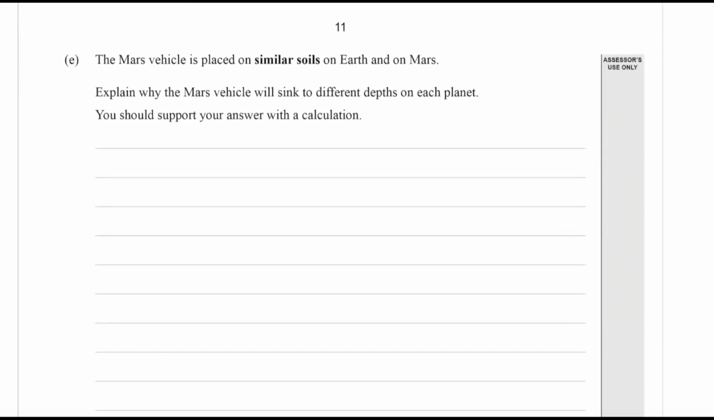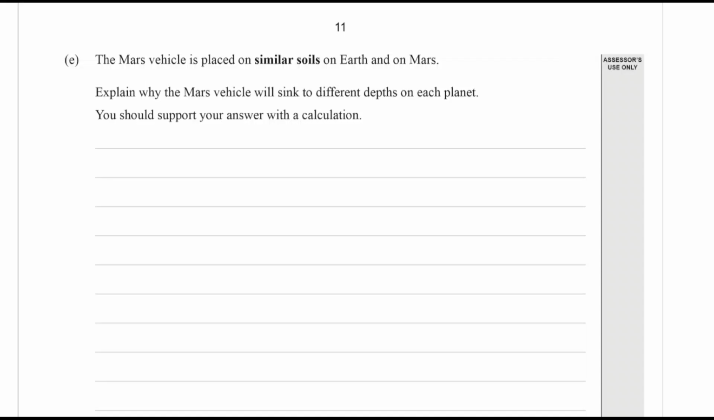Final question, question E. All right, assuming that on Mars and on Earth, we can put it on the same type of soil, right? They're equivalent soils. Why will the Mars vehicle sink to a different depth on each planet?